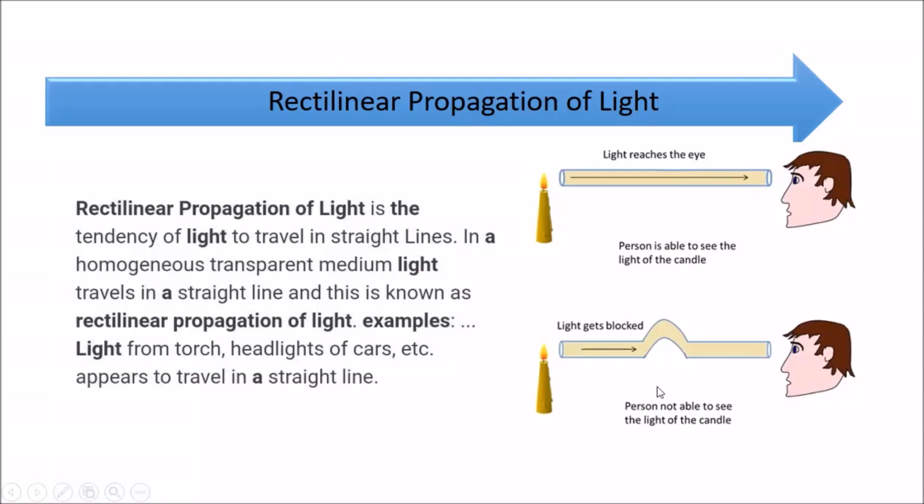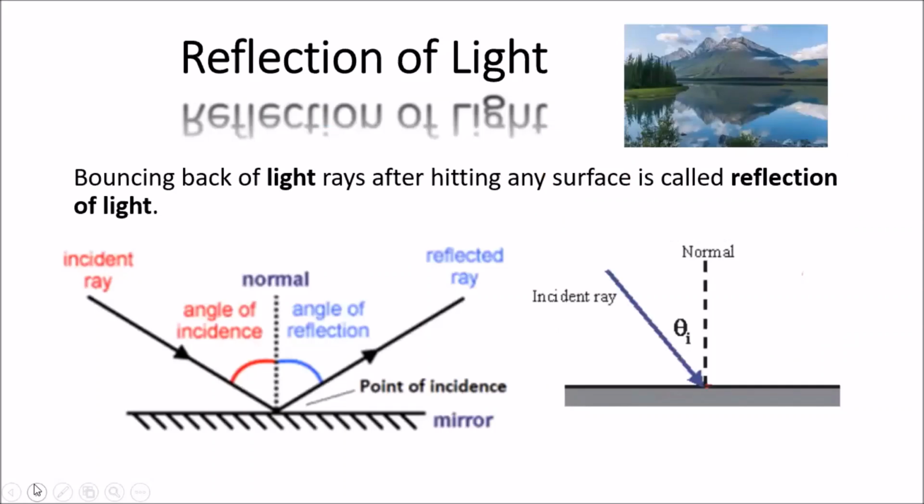And you can see images on the screen explaining how light travels in a straight line. Going ahead, when we talk about reflection of light, reflection is basically bouncing back of light rays after they hit the surface. When we talk about reflection of light, we have certain terms like incident ray, reflected ray, normal, angle of incidence, and angle of reflection. Incident ray is the ray which is moving towards the reflecting surface. The angle made by the incident ray with the normal is called the angle of incidence. Similarly, you can see the ray which bounces back after reflection is called the reflected ray. The angle made by the reflected ray with the normal is called the angle of reflection.